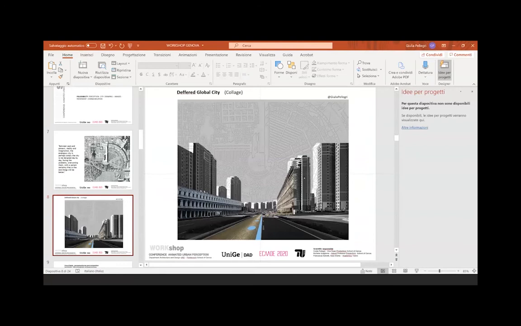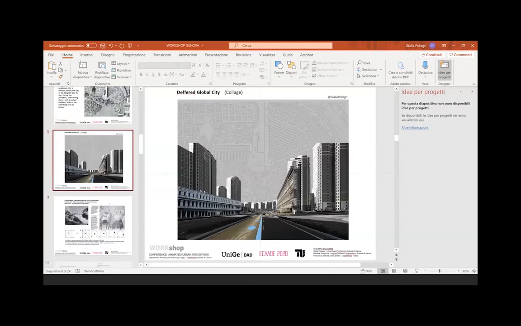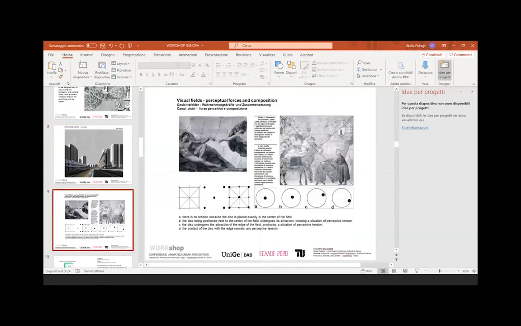What we have done, and this is a collage created by me, therefore the global city during the period of the pandemic, with different messages that we have communicated to our participants. Our intention was to give suggestions, reflections, messages, very brief, but also very meaningful. And so we have also illustrated which are the visual fields and the perceptual forces in compositions of the image, both for GIF, animated, both for collages or other kinds of drawing.